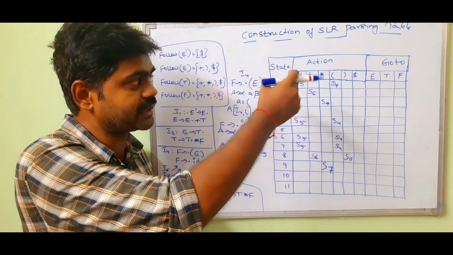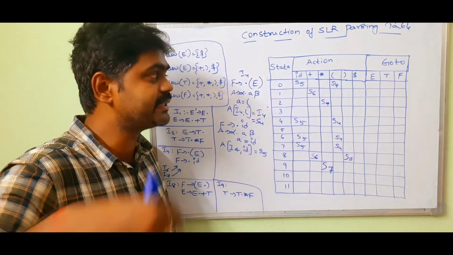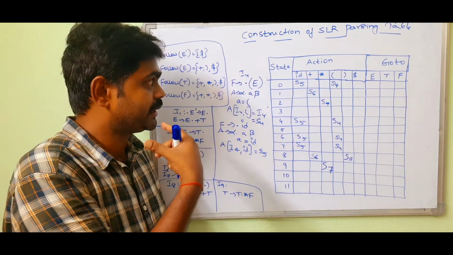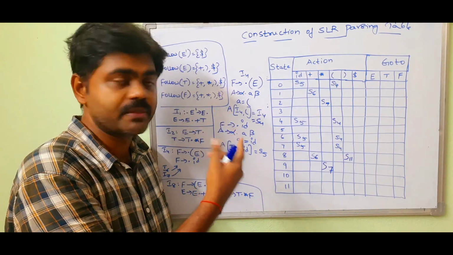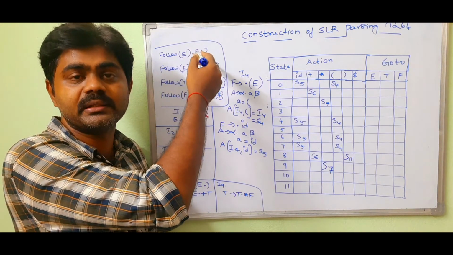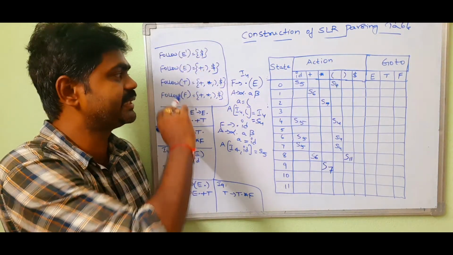Later on we can go for goto. Now we will see, we will apply the formula and go to reduce. For that I require follow, that's the reason I already wrote here follow of E dash, E, T and F.